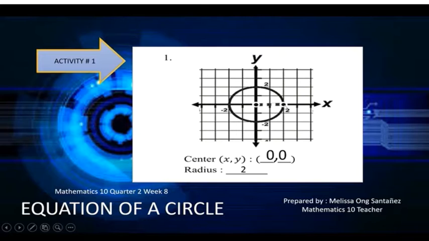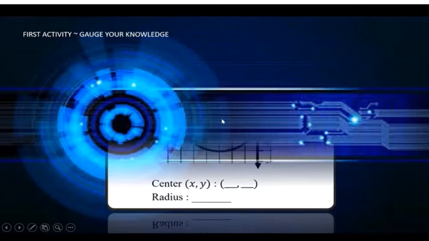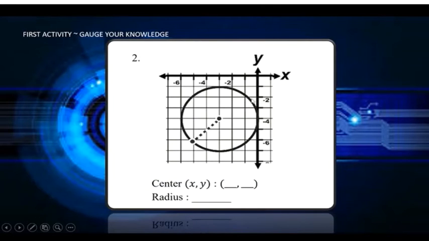It's very easy. Now for the second, we have another image here, wherein you can see that the fixed point is at -3, -4. And your radius, you only need to count the spaces from the fixed point going to the edge of the circle, so it doesn't matter whether you go left, up, or down, because all radii would have the same length. So we have 3. So the center is -3, -4, radius is 3.